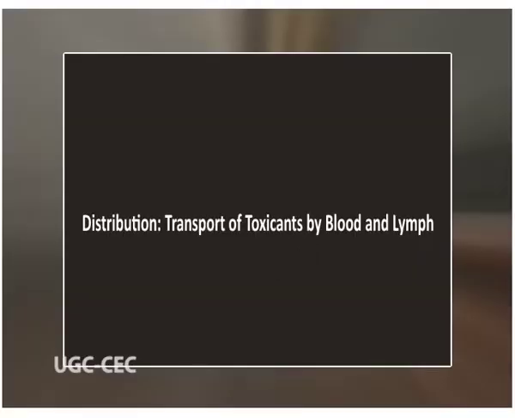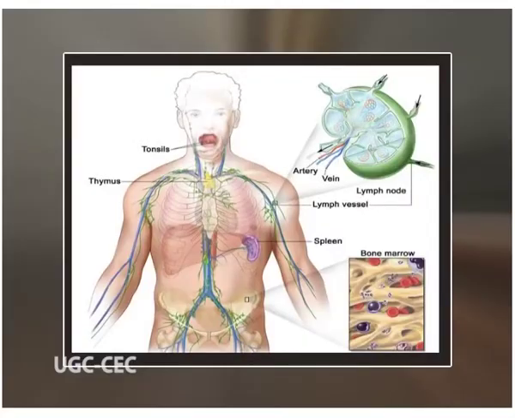Now, dear friends, let's focus on distribution. Transport of toxicants by blood and lymph: after absorption by any of these portals of entry, toxicants will reach the blood, lymph, or body fluid. The blood represents the major vehicle for transport of toxicants and their metabolites.